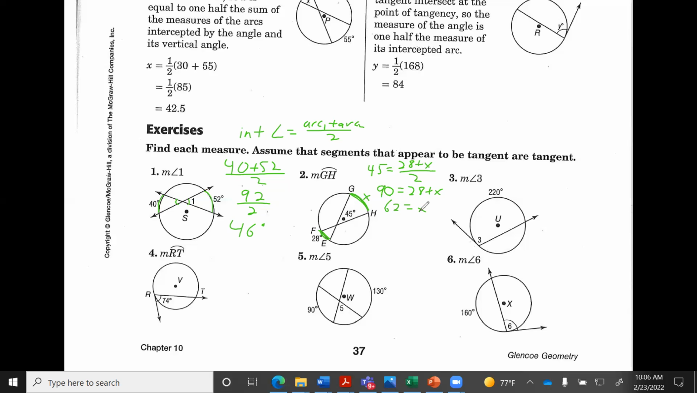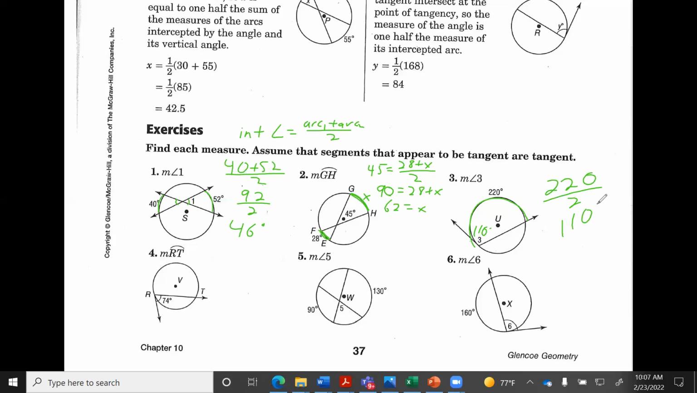Now, on number 3, you have an angle, it's intercepting an arc. For that one, same idea. This whole arc is 220. So if that's 220, what's 3? That angle is on the circle. So an angle that's on the circle is what compared to the intercepted arc? Half. So this is going to be 110. 220 divided by 2, 110.